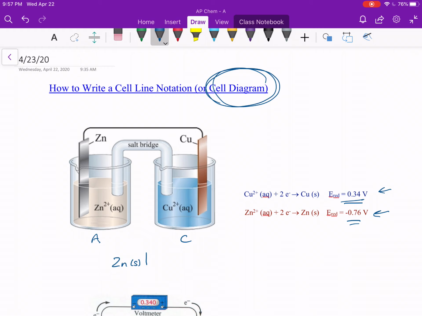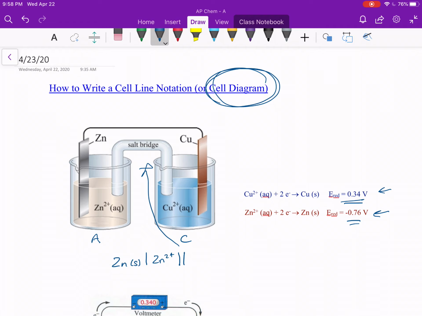In this case, I went from a solid, and the next thing I have is my Zn2+, which is in solution. So those are the two things that are at the anode end. Then I can draw two lines, and that double line represents my salt bridge, connecting my two cells together. And then I get to my cathode.